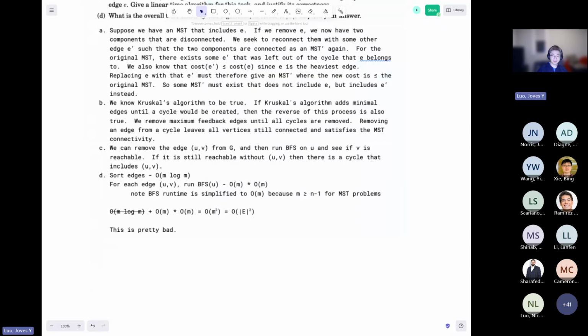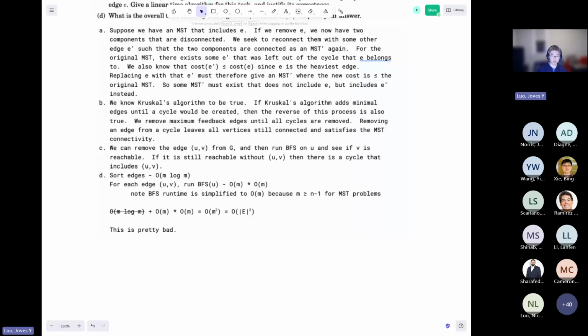So that's all of m times all of n. We say it's all of n because it is an MST problem. If it's an MST problem, then the graph is connected. If the graph is connected, m is greater than or equal to n minus 1, and therefore m dominates, so we can drop the n from the BFS. So it's m times m, which is O of m squared, right?